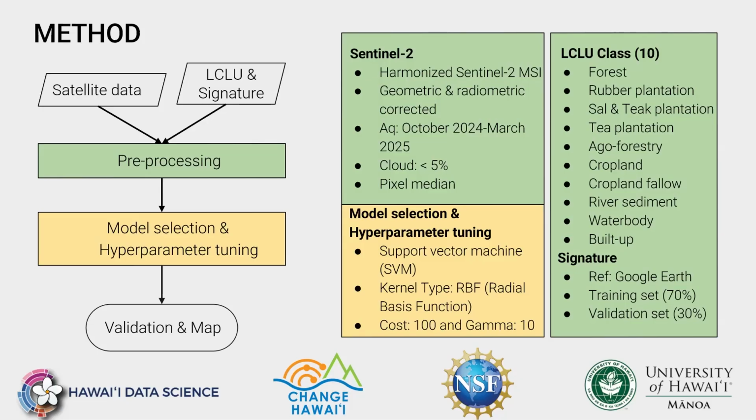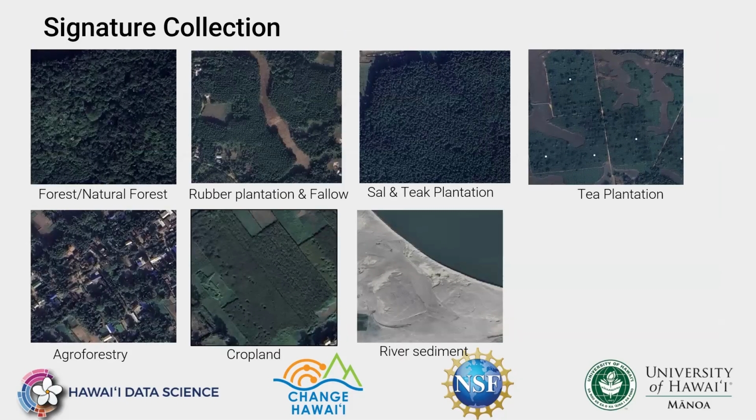So here are the three tools I used: Google Earth Engine for satellite image processing, Google Earth Pro for signature collection, and QGIS for map preparation. This is what the signatures look like on Google Earth Pro. It's easy to differentiate between different kinds of land cover, but spectrally they are very similar.